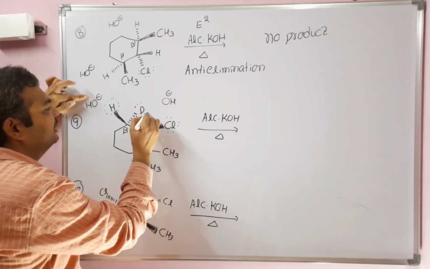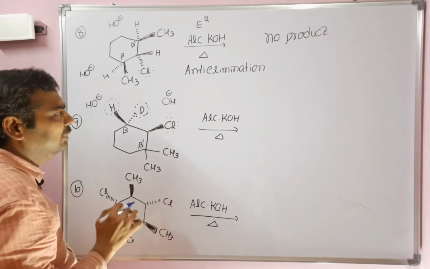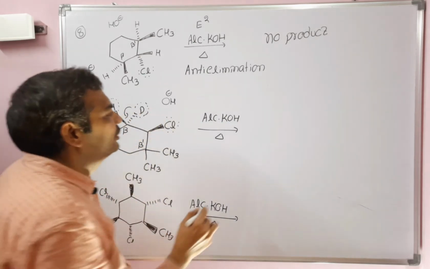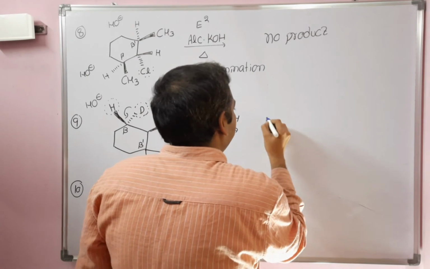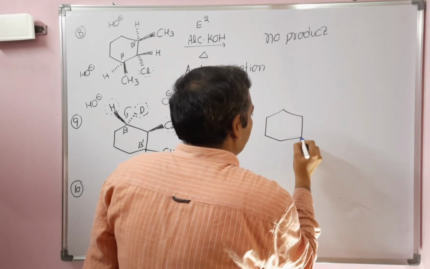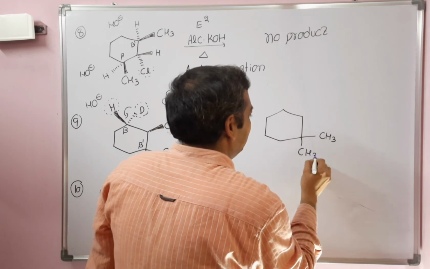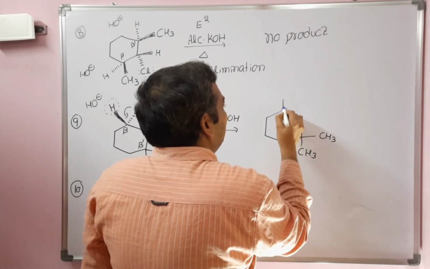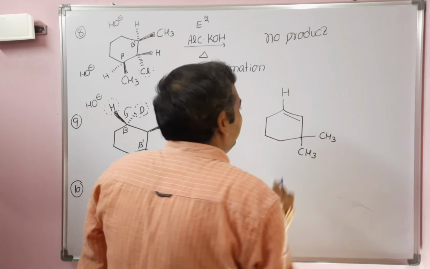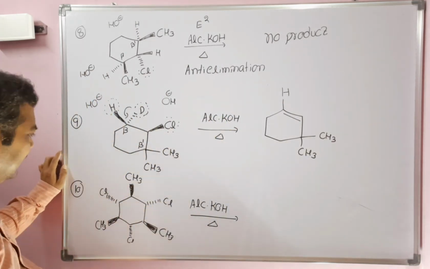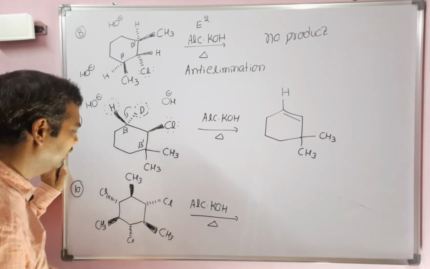So the other possibility is deuterium. Deuterium is below the plane. So that means deuterium can be easily abstracted. Then the product obtained is CH3, with a double bond here, and it is hydrogen, it's not a deuterium. Clear? So coming to the last example, 10th example, alcoholic KOH.